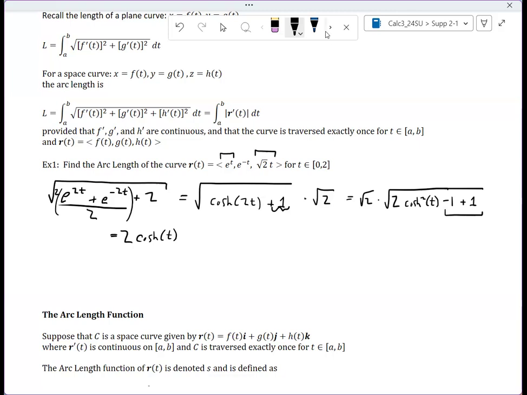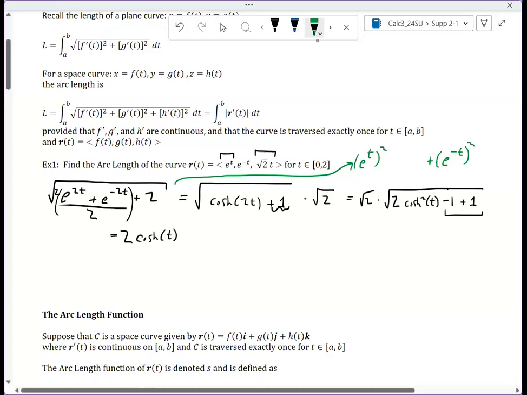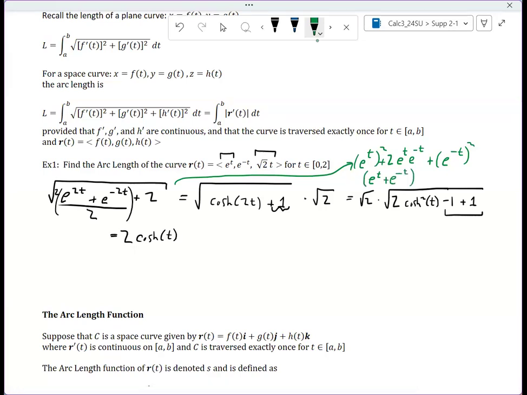As kind of an aside, if you didn't quite remember your hyperbolic trig identities or didn't recognize this as something close to the hyperbolic trig function, we could use algebra here. We could note that e to the 2t is e to the t squared, that e to the negative 2t is e to the negative t squared, and the number 2 I can write as 2 e to the t e to the negative t, and I might recognize this as a perfect square, e to the t plus e to the negative t all squared. I could go that route as well.